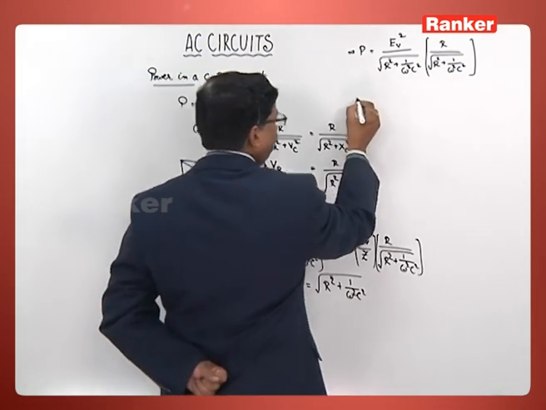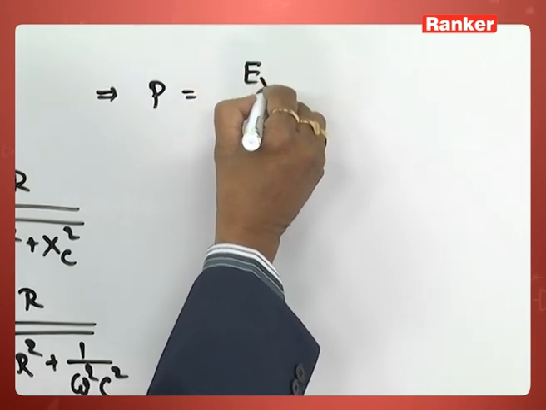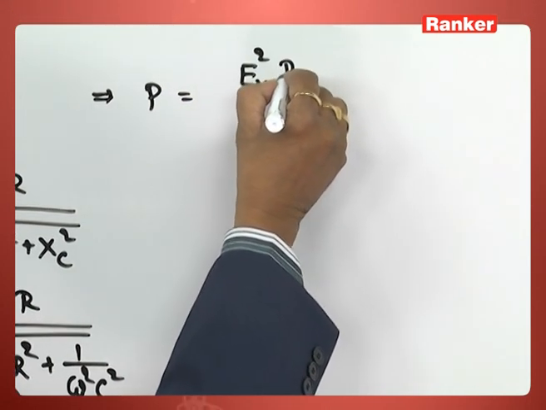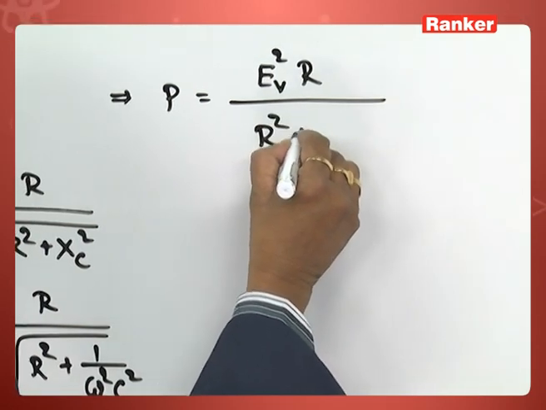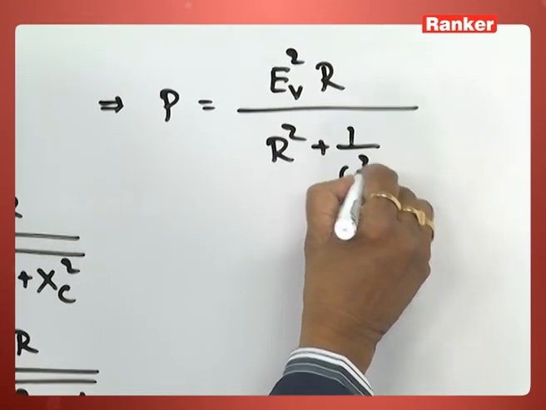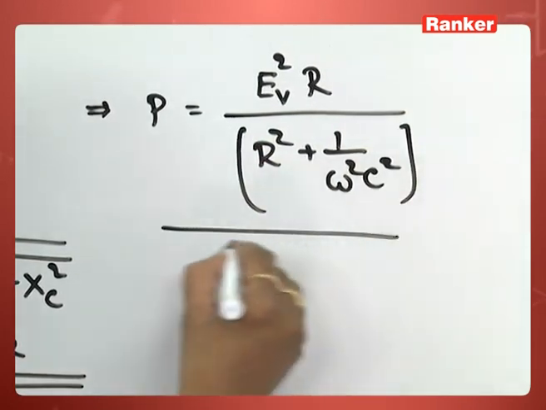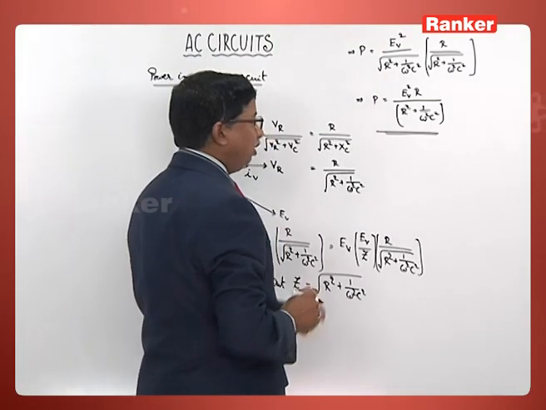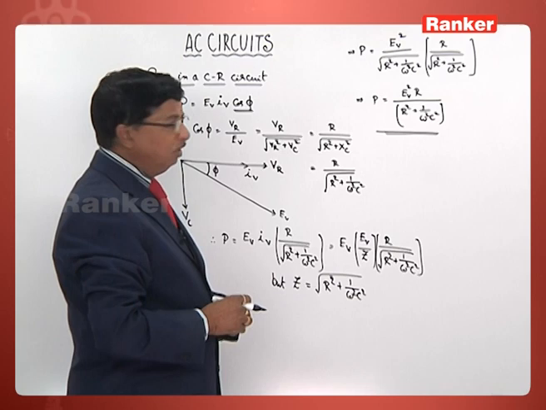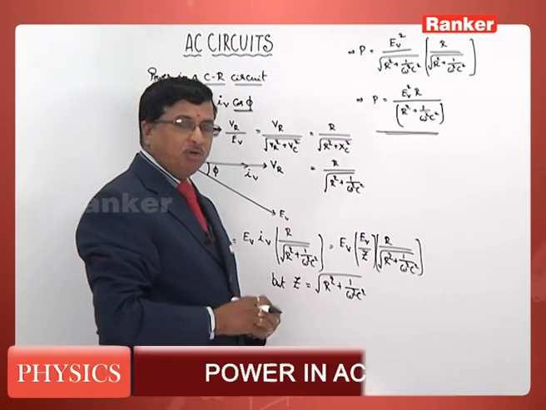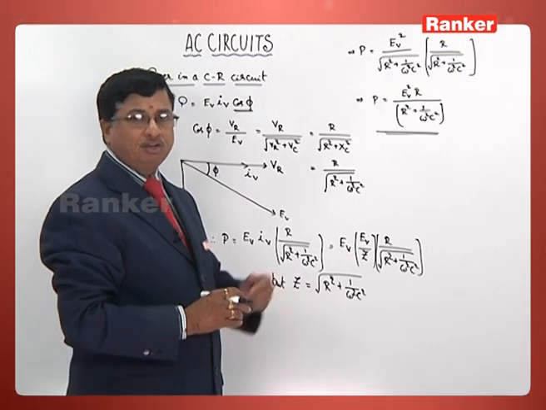So straight away we can write that power is equal to the virtual value of EMF square into R divided by R square plus 1 by omega square C square. This is another version for the same electric power in the case of CR circuit. So the same equation we have got in a slightly different way in the case of LR circuit.